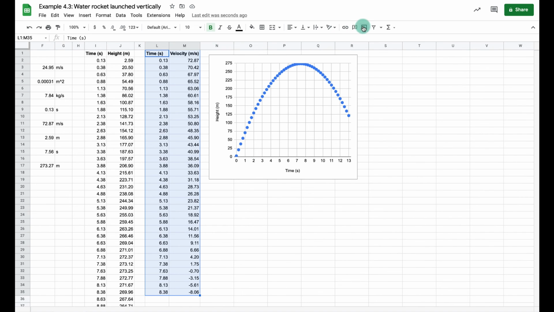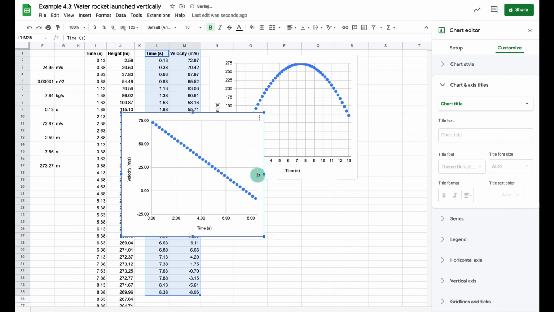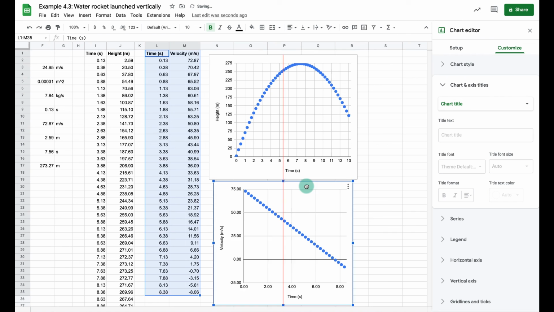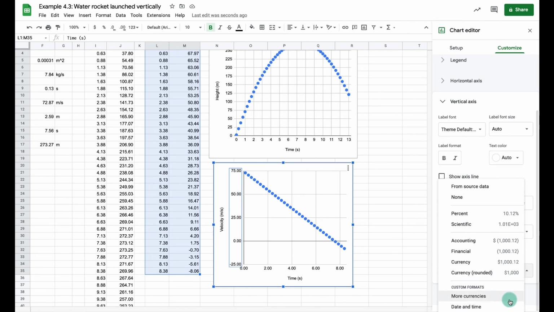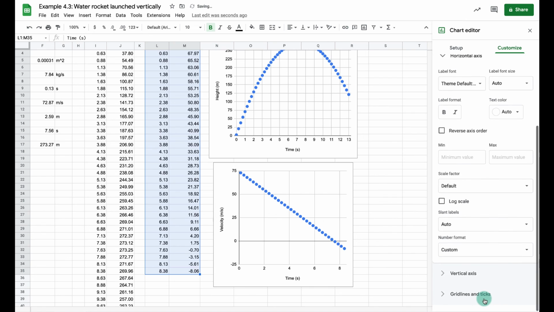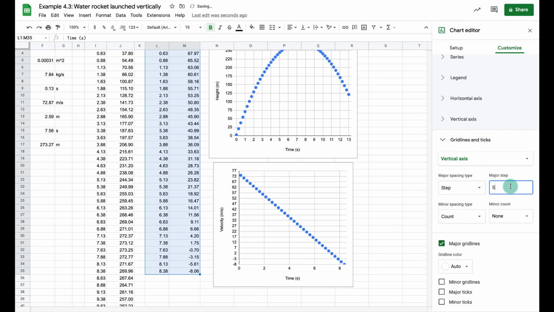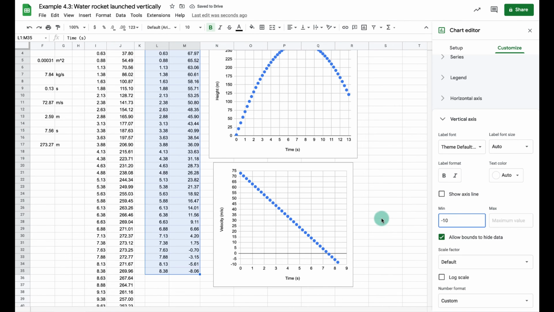Okay, so I'll click on the insert chart here. Same thing I did before. I like to have it roughly as a square. And we can see again that peak height point corresponds to when that velocity crosses the 0 line. I'll just edit these here so they're a little bit nicer to look at. And then on my grid lines and ticks, I'll just go by maybe every 5 meters per second. On the horizontal axis, I'll go by 1 second increments. And then on the vertical axis, I'd like it to start at a minimum value of -10, just so we can see where the 0 line is.